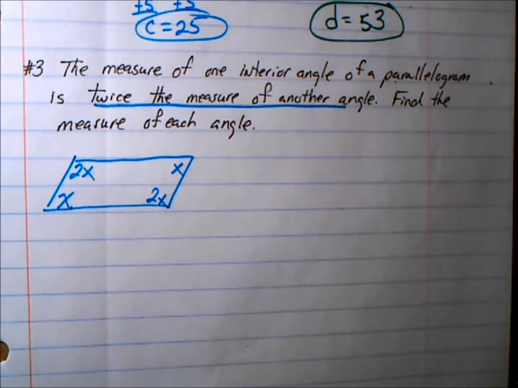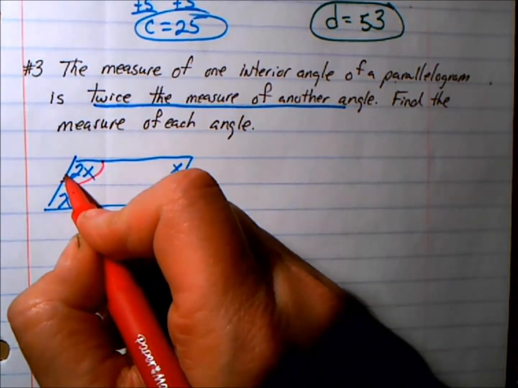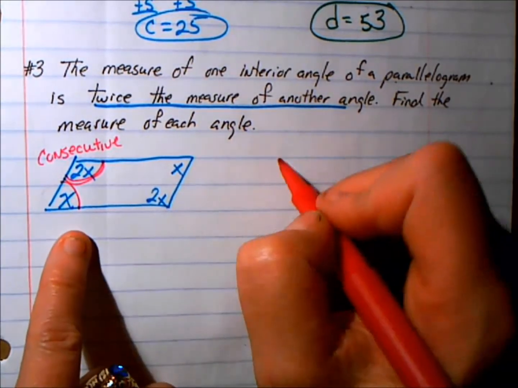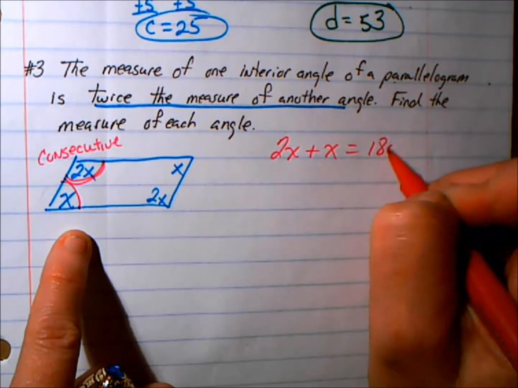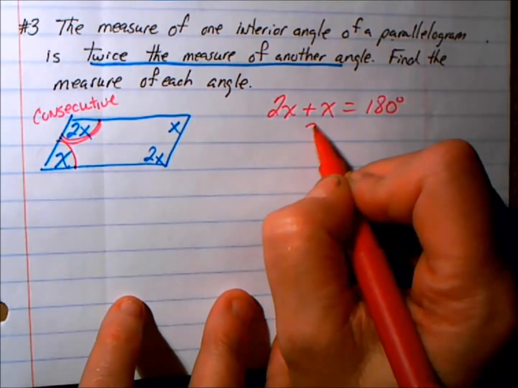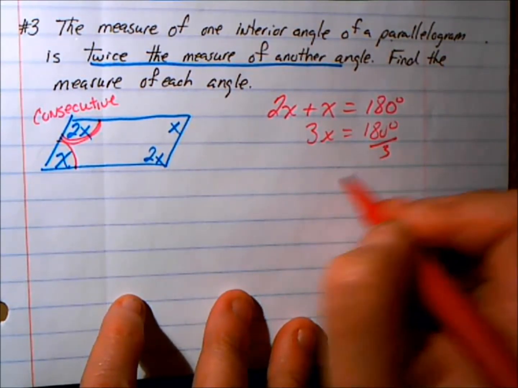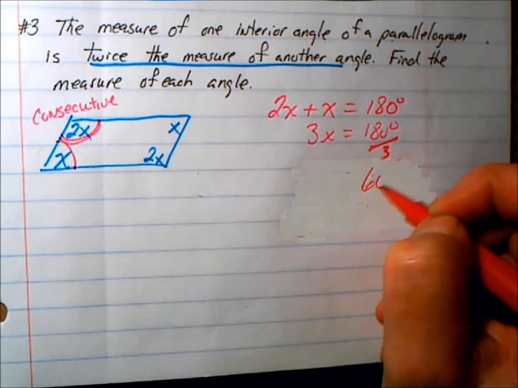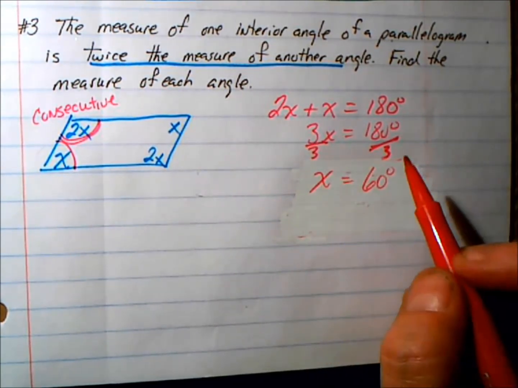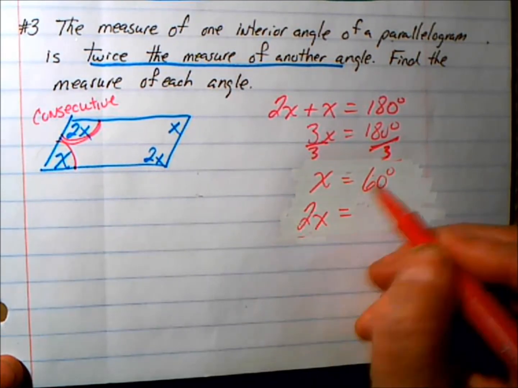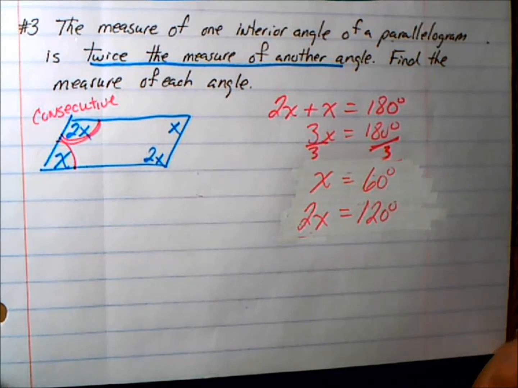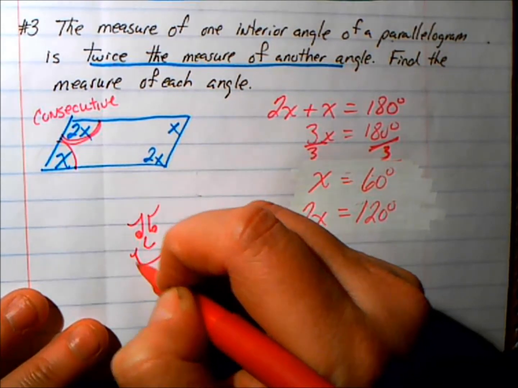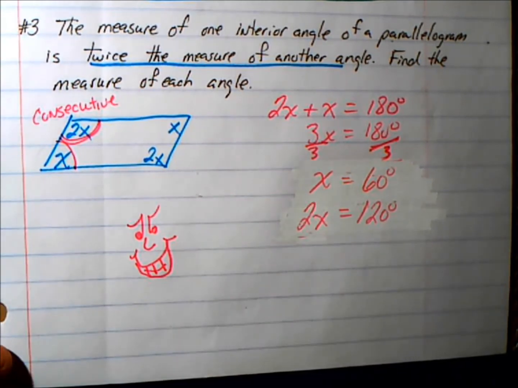But also remember, I see it, these guys are consecutive interior angles, which means they are supplementary. So I'm going to take 2x plus an x and set it equal to 180 degrees. Well, that gives me a total of 3 x's. Divide by 3, and x has got to be 60 degrees. If I had the 180 degrees and divided by 3, that gives me 60 degrees, that's x. And then my other angle would be 2 times x, which 2 times 60 gives you 120 degrees for your two angles. And there you have it. If you got all of those correct, give yourself a big smile for getting the notes correct on parallelograms.